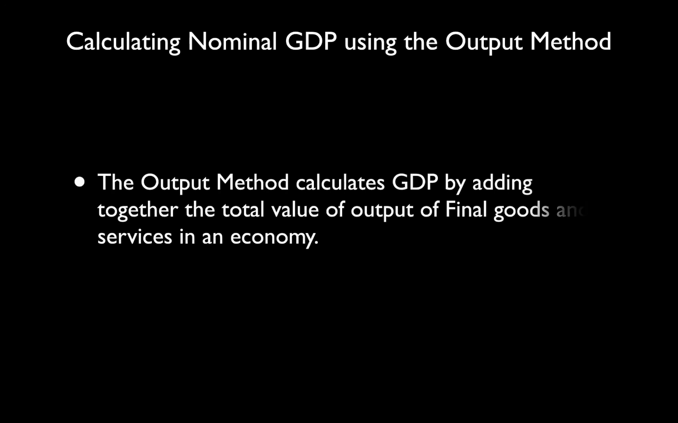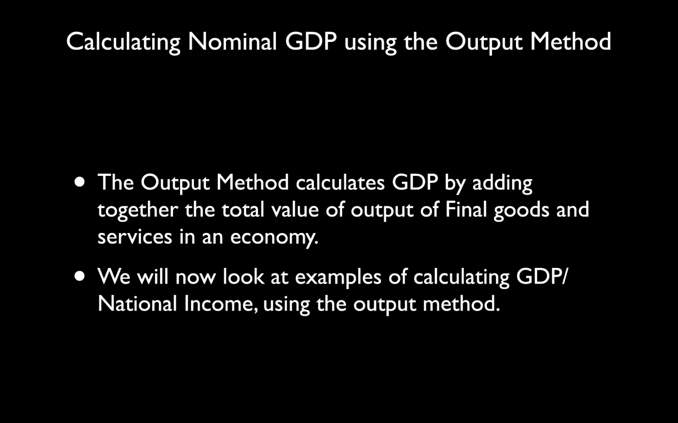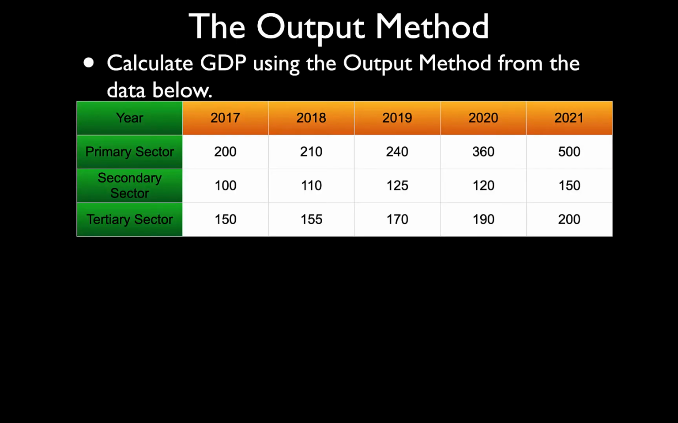The output method calculates GDP, which is just national income, by adding together the total value of output of final goods and services in the economy. Remember that, not intermediate goods, final goods. We will now look at examples of calculating GDP or national income using the output method.